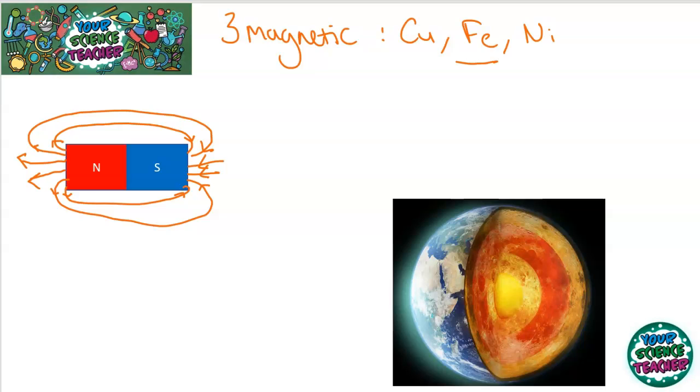Now, paper clips are an example of one of these magnetic elements. It's iron that's inside paper clips. In fact, paper clips are an alloy of steel, and if I put a paperclip in this magnetic field, it will be attracted to my magnet.